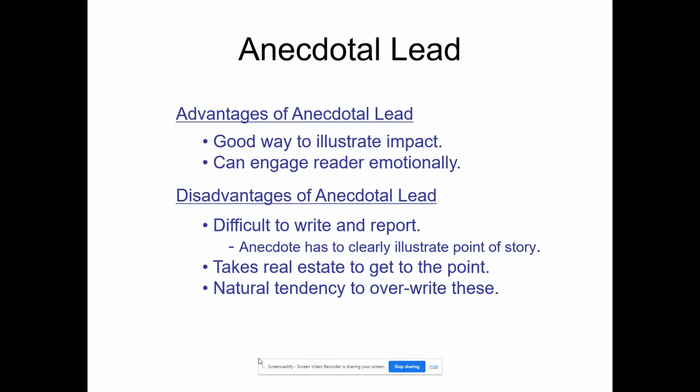The thing about anecdotal leads, it's a good way to illustrate an impact. This is the one that I would like you guys to utilize for your essay. You are going to show a quick snippet of what happens when someone is indifferent. You are going to make up a little story. The story can be no more than 3 sentences. It needs to be short, to the point. It's a really good way to get the audience emotionally invested in your work.